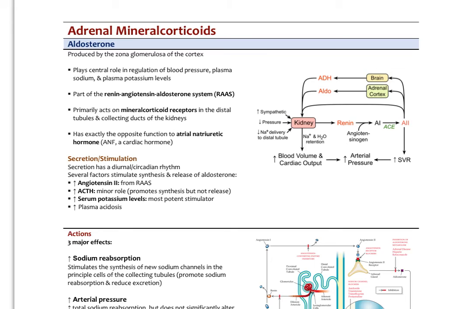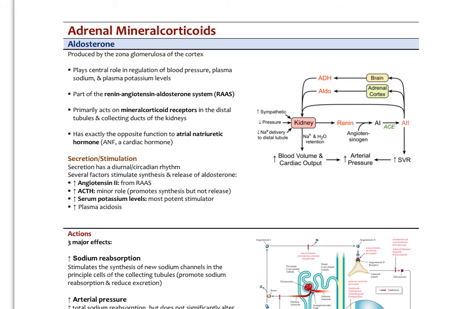Our last hormone here is aldosterone, produced by the outer rim of the adrenal cortex, the zona glomerulosa. And you probably studied this already in cardiology, but this hormone is really important for regulating blood pressure and plasma sodium levels. So it's going to be part of the renin-angiotensin-aldosterone system. It's going to act at mineralocorticoid receptors, primarily in the distal tubules and collecting ducts of the kidneys. And that's going to essentially increase sodium retention in the kidneys, and that will increase water retention, and that'll drive up blood pressure.